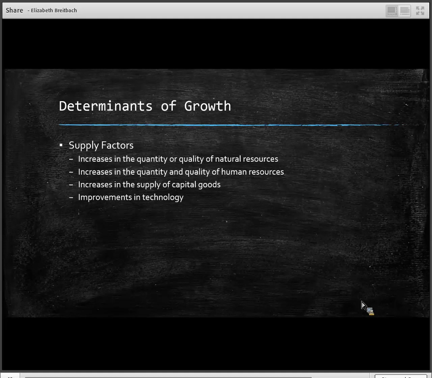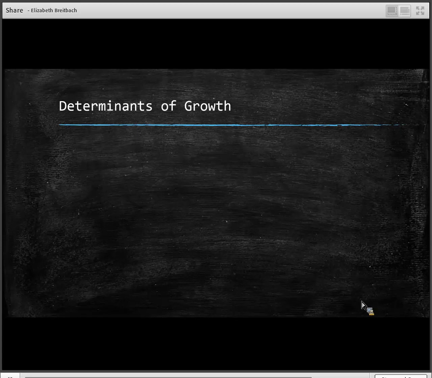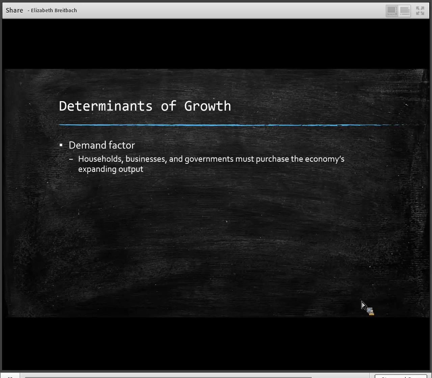The strong factor is, first, we must see that increase in supply. If we're operating on our production possibility frontier, to get beyond it, we must see an increase in the supply somehow. But there are two other conditions that must occur at the same time. The demand factor. So it's not only that our economy is producing more goods and services, but households, businesses, and governments must be willing and able to purchase that expanding output.